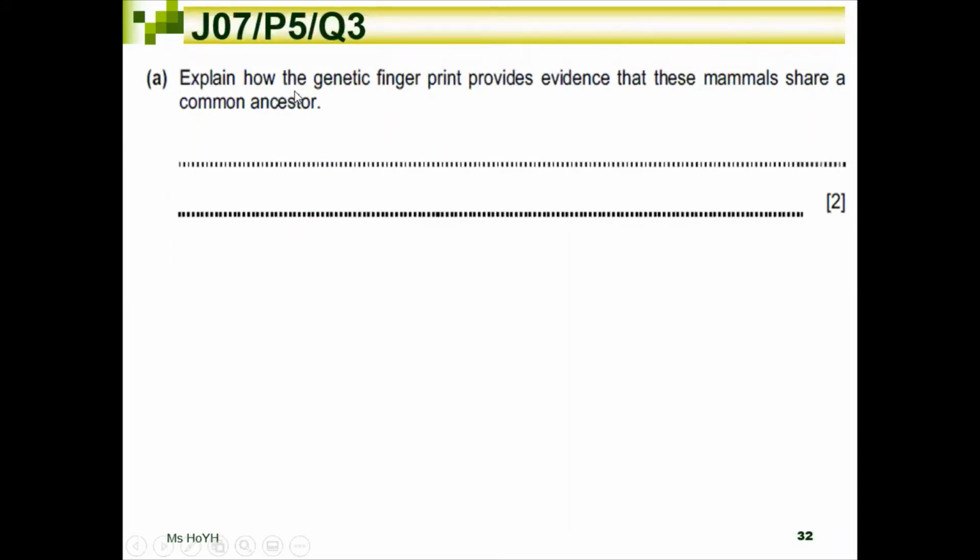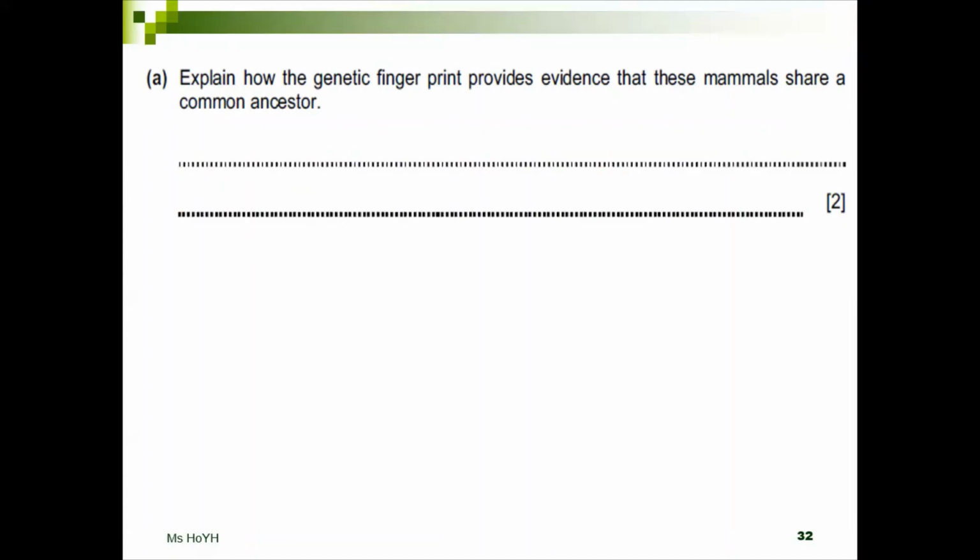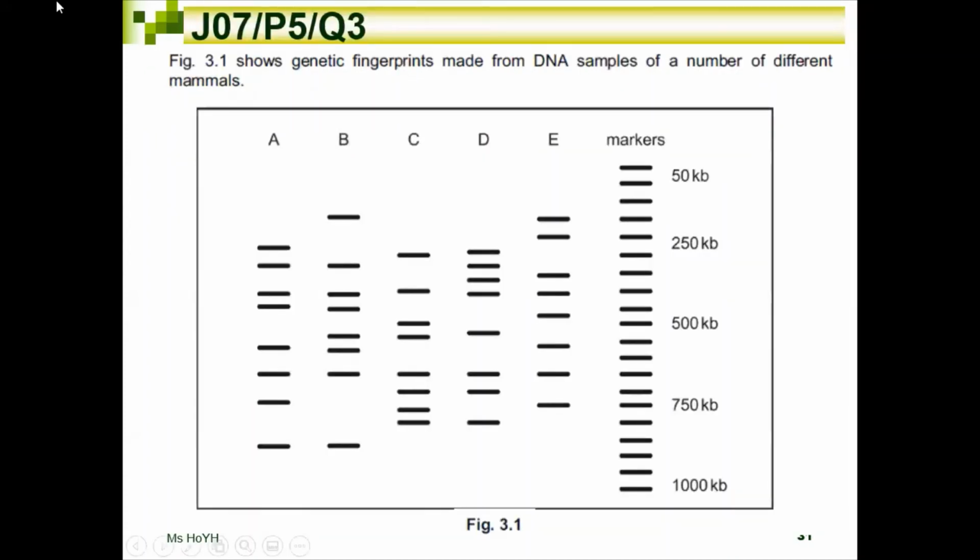A, explain how the genetic fingerprint provides evidence that these mammals share common ancestor. If they share common ancestor, that means they must have got some DNA that are similar to one another, right? That comes from ancestor. So let's see, are there any band that are similar to one another across all these 5 organisms? I think got, here got, right? And then, it's a 2-mark question. So first mark, you need to tell that how you see. You see that they have got the band at the same location for all these 5 organisms, 1 mark.